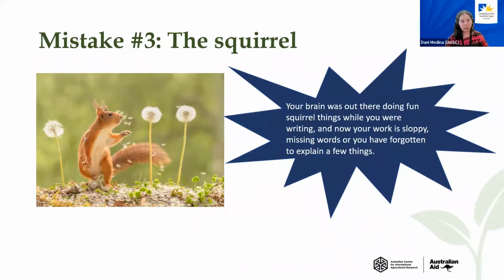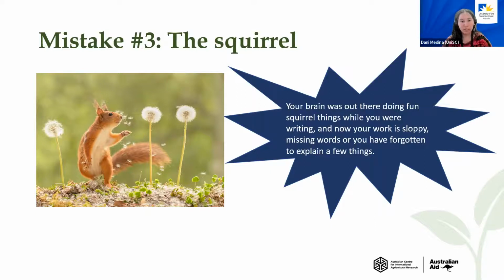So the third mistake is the squirrel. This is one that I particularly identify myself with. I am a quite distracted person, and sometimes I'm doing multiple things at once, but my brain seems to lag my body a little bit.